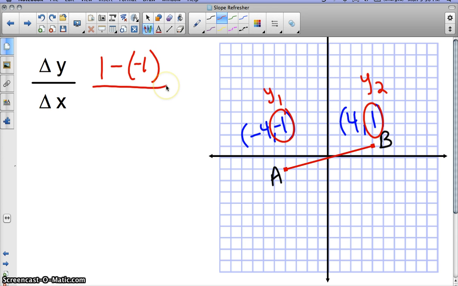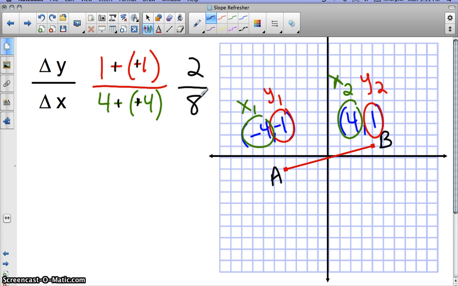over, we've got x2, x1. So 4 minus negative 4. Alright, so when we have subtracting a negative, it's the same thing as adding a positive. So we'll go ahead and switch those now. So 1 plus 1 gives us 2, 4 plus 4 gives us 8. Simplify all of our fractions all the time, so we end up with 1 over 4.